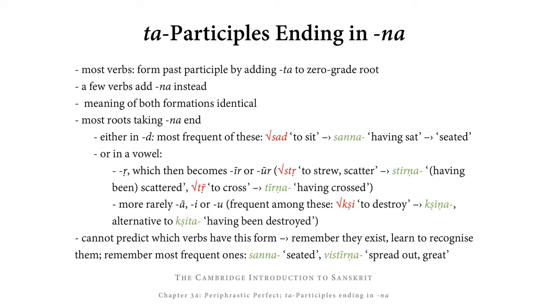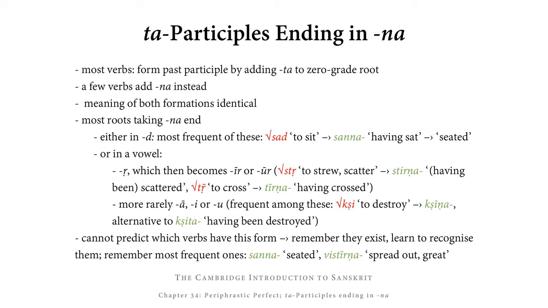Among the small number that use na, we have a certain number that end in d. And most frequent among those probably is sad, meaning to sit, from which we get the participle sanna, meaning having sat, and therefore seated. A small number also end in a vowel, so for example, vocalic r.